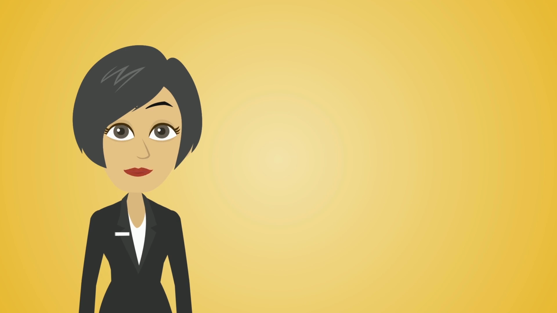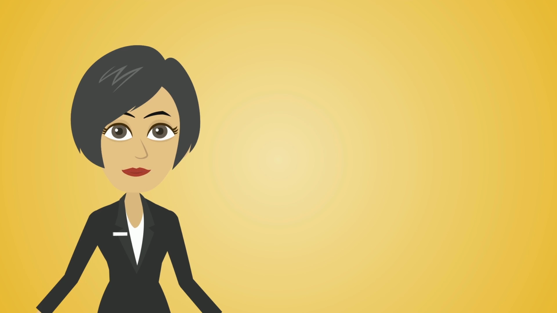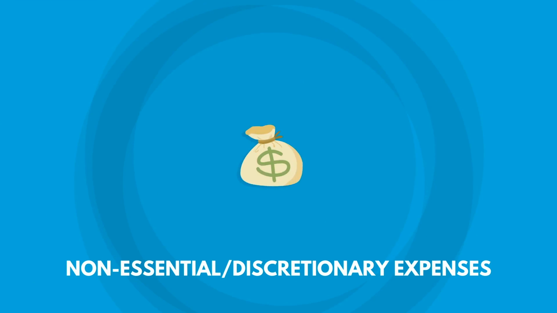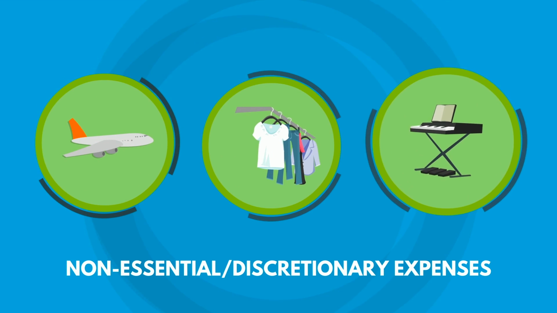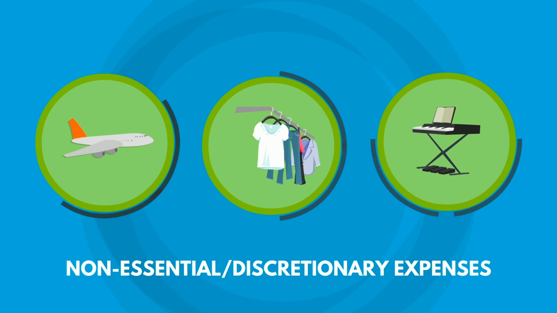The following are variable expenses in a household: non-essential or discretionary expenses. Money spent on wants rather than needs. There are extra expenses that make us happy by allowing us to live in luxury. Vacation, clothing, and entertainment are examples of discretionary expenses.